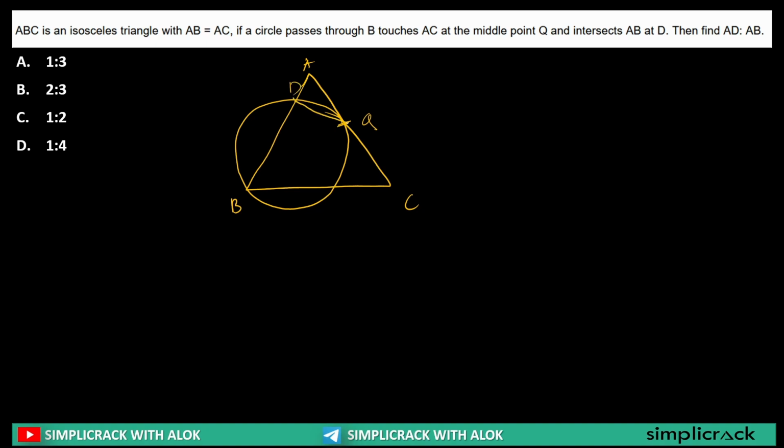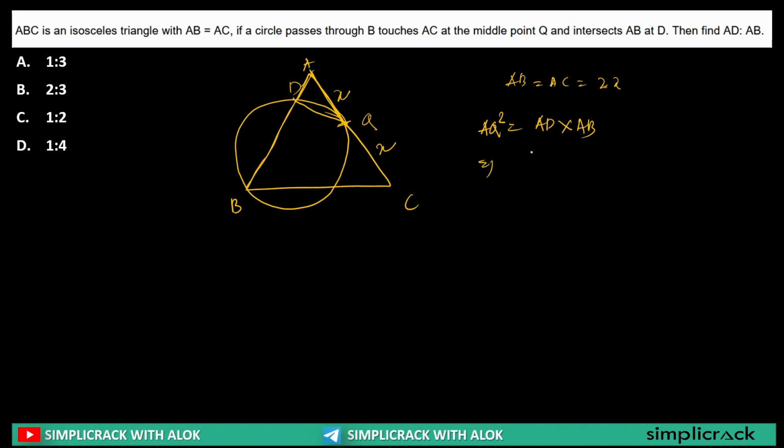Now find out AD is to AB. See, this is an isosceles triangle, so for an example, let's say AB is equal to AC is equal to 2x, because here we have to take the midpoint, that's why I'm taking 2x over here. Now AQ is equal to what? X. QC is equal to X. Here Q is like a tangent, and this whole thing is a secant. So what can I write? AQ square is equal to AD into AB.